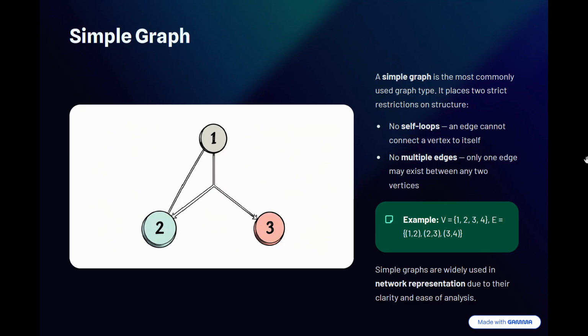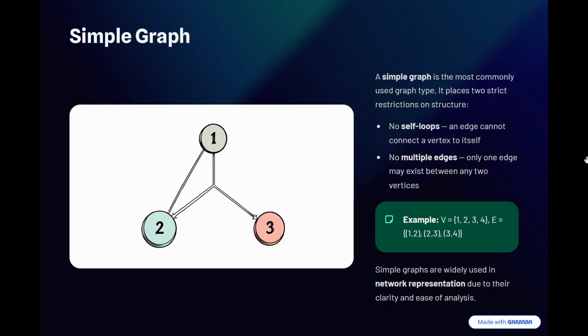And then the definition for a simple graph. A simple graph is the most commonly used graph type. It places two distinct restrictions on structure. The first one is it should not have a loop, that means an edge cannot connect a vertex to itself. And the second one is no multiple edges, that is, only one edge may exist between any two vertices.